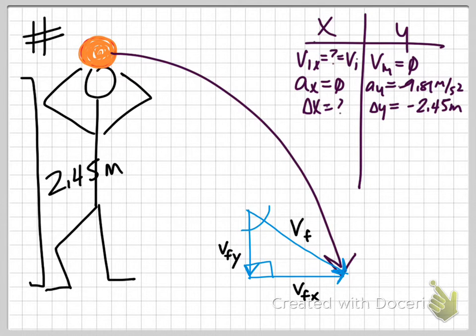Okay. What do we know? What do we know? We're interested in Vfx, which is equal to Vix, which is equal to Vi. Do we have any expressions that would link? Well, can we link here? Oh! Can we find Vfy? Yes.